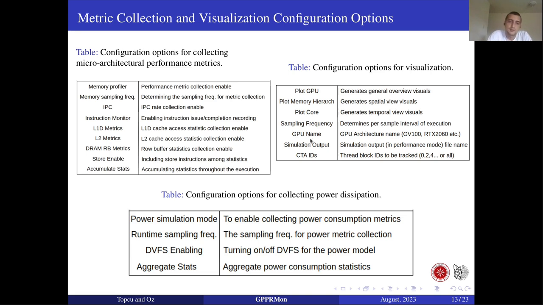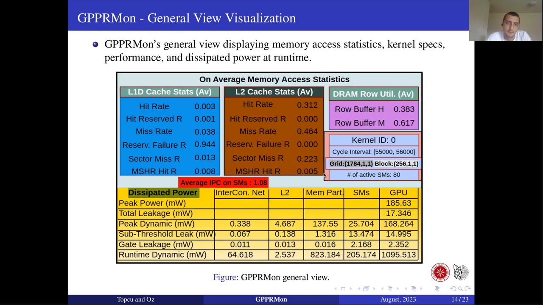You need to specify the simulation output of the performance model, and you may specify some thread block IDs, which are displayed by the plot core configuration. You may also display all the thread block statistics as well.